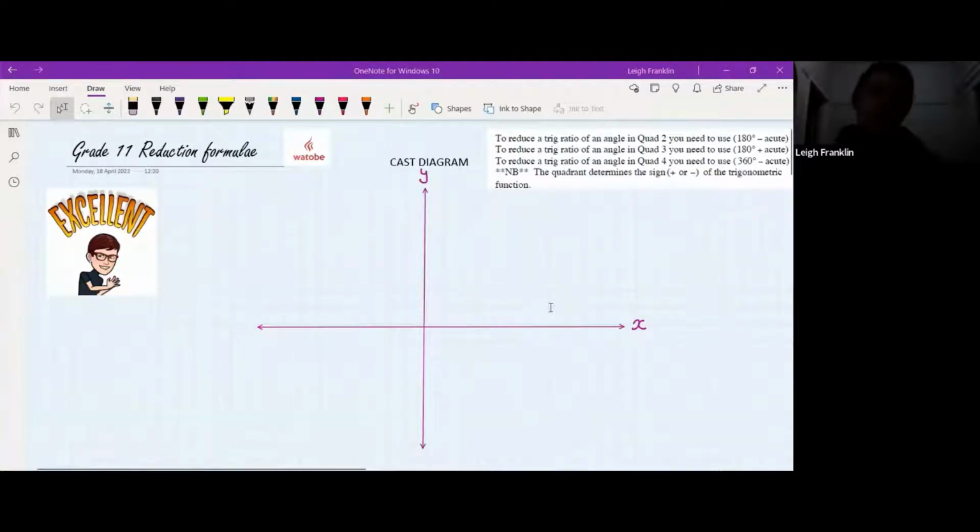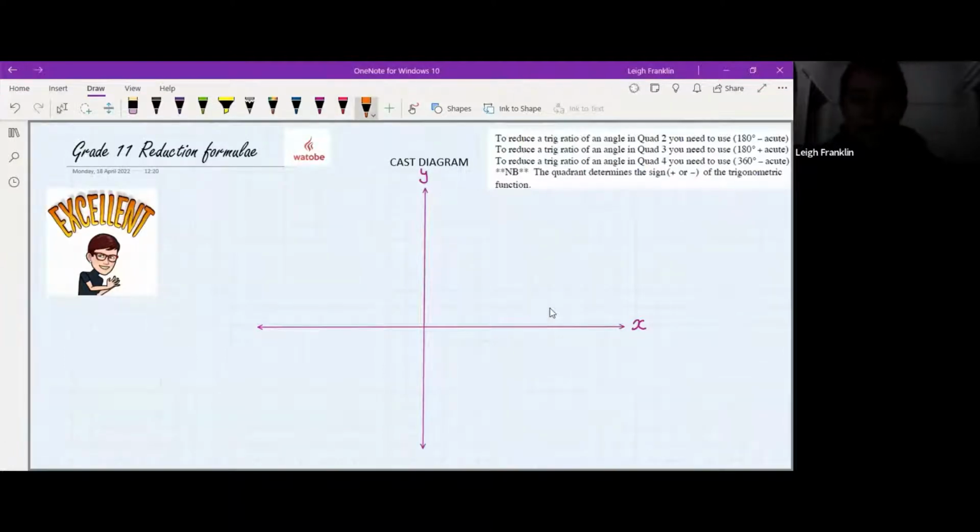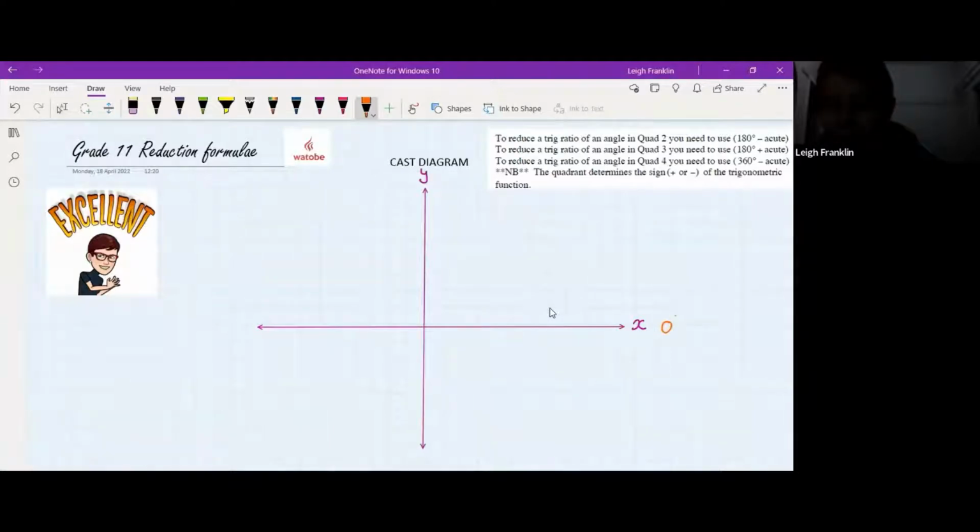So the cast diagram is there to help us remember in which quadrants certain ratios are positive. But before we get into all of that, what we need to understand first and foremost is that in trigonometry, we humans have decided that here is 0 degrees. Up over here is 90 degrees. Over here to the left-hand side of that is 180 degrees. Down here at the bottom we've decided is 270. And then when we get back here again, we've done a full circle, which is 360 degrees.